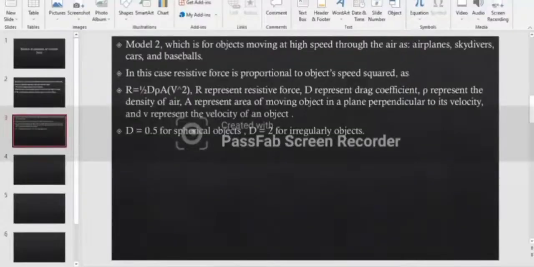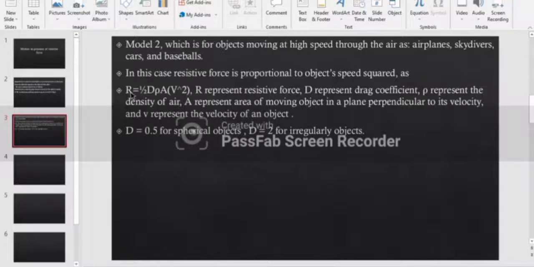In the previous model, which is model 1, we explained the resistive force at low speed, as in a liquid or gas state. But in model 2, we will explain when an object moves at high speed through air, as in examples like airplanes, skydivers, cars, and baseballs. In this case, we will see that the resistive force is directly proportional to V squared.